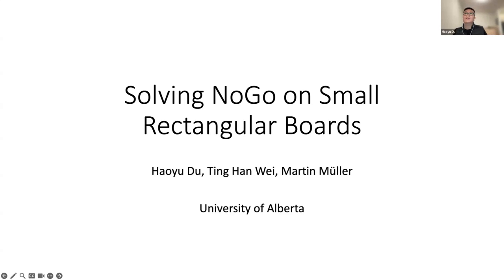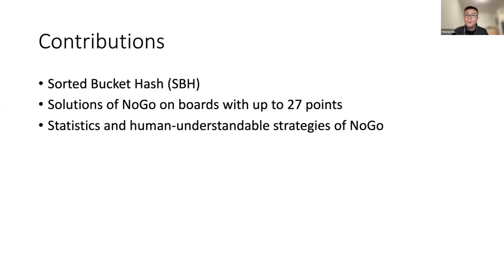Okay, so hello everyone. Welcome to this talk. In this talk, I will present our work on solving the game of NoGo on small rectangular boards. In this work, we weakly solved NoGo played on boards with at most 27 points. So it's NoGo played on 1 by 1 all the way to 3 by 9. And 3 by 9 is the largest board that has been solved to date.